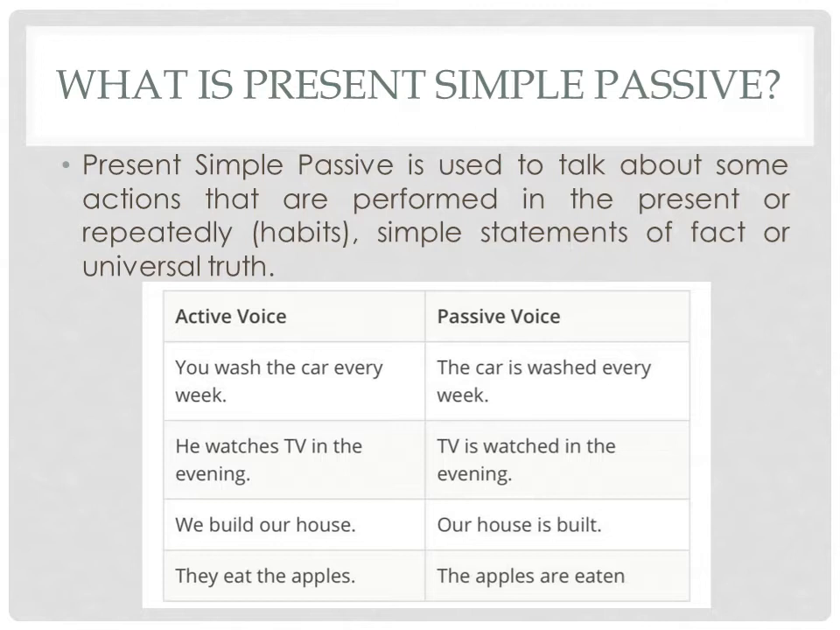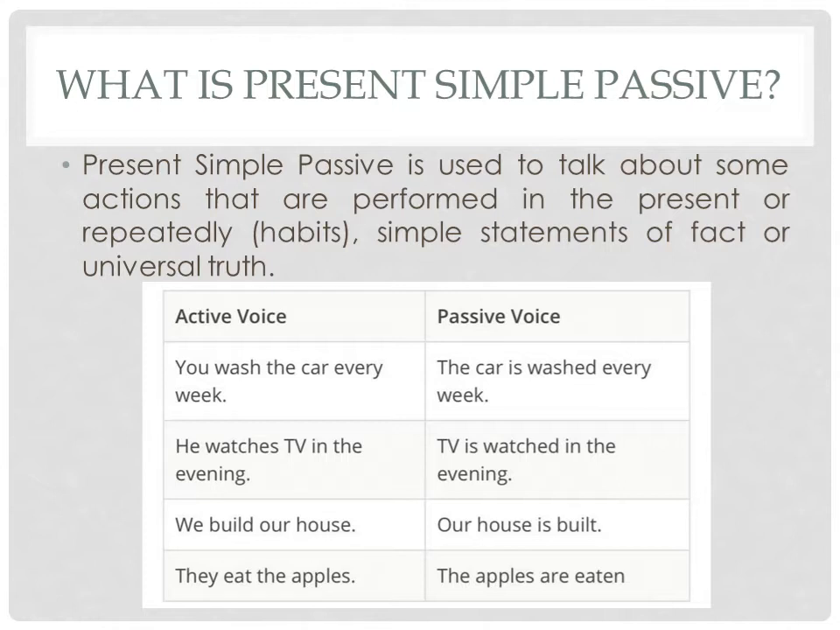So you have on the left active voice and on the right passive voice. Look at the first example. You wash the car every week. That is active voice, but when it turns to passive voice, you use the third participle of the verb. The car is washed every week. Okay, look at the difference on wash and washed.